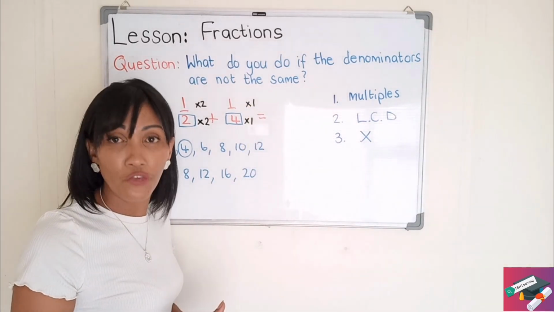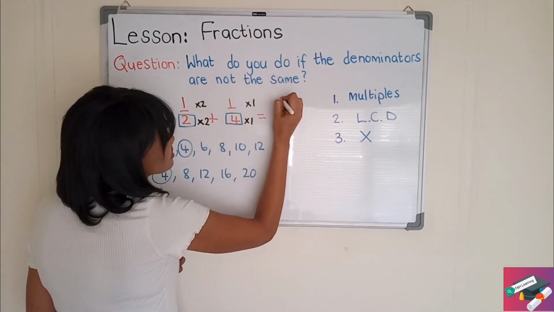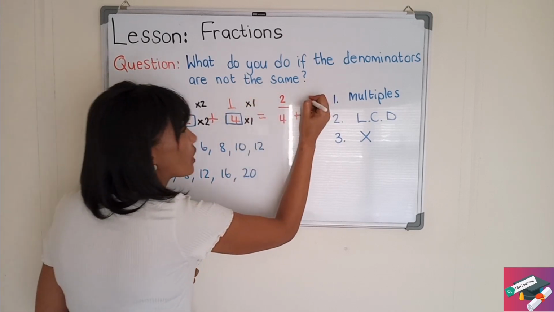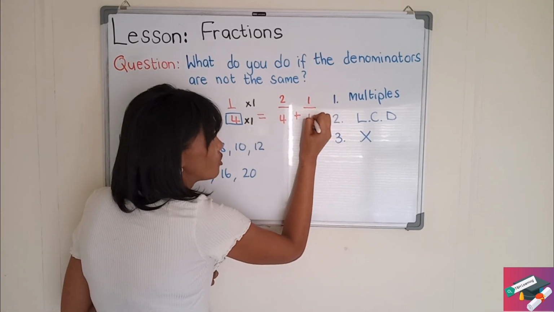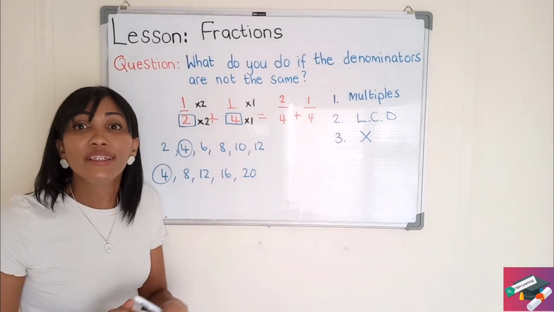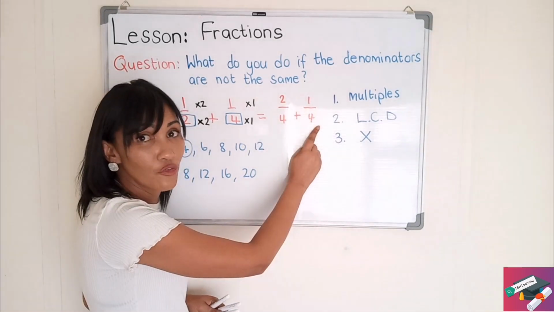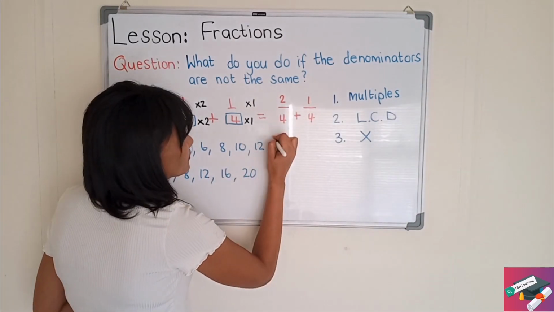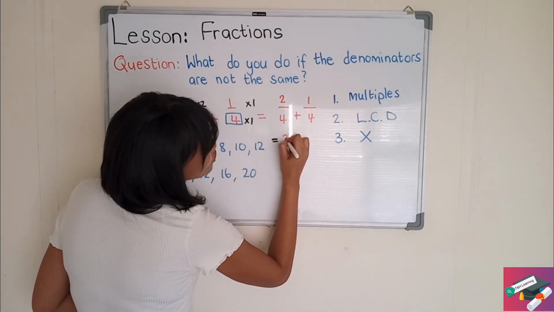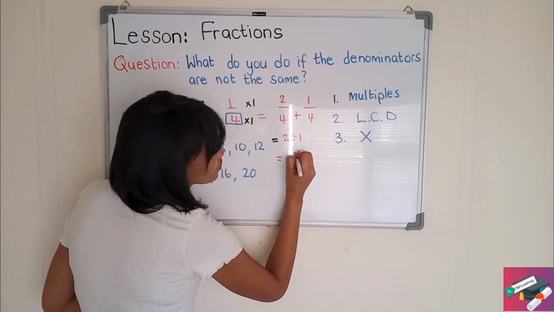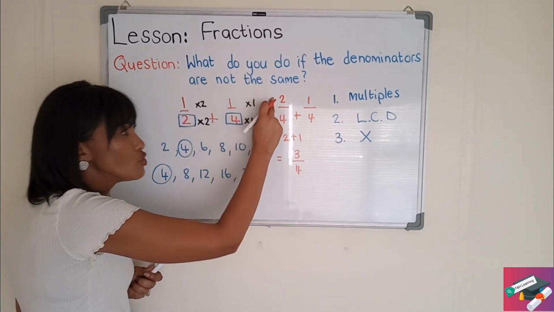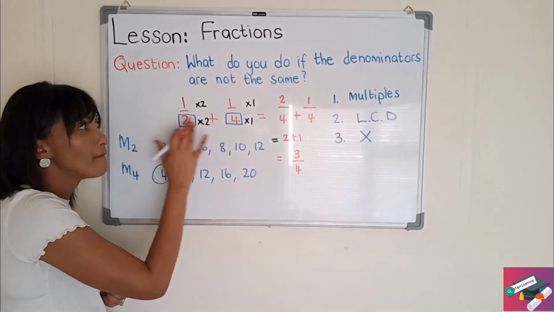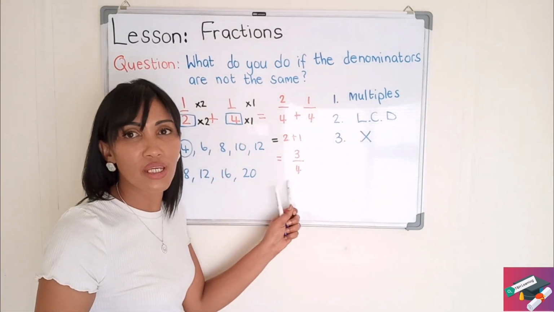Now I'm going to have a new fraction. So 1 multiplied by 2 is equal to 2. 2 multiplied by 2 is equal to 4. Plus 1 multiplied by 1 is 1. And 4 multiplied by 1 is 4. Right. Now my denominators are the same, a 4 and a 4. So in this way, we can now add our numerators together. So 2 plus 1 is equal to 3 over 4. So 2 quarters plus 1 quarter is equal to 3 quarters. So a half plus a quarter is equal to 3 quarters.